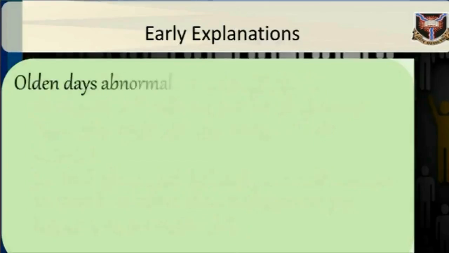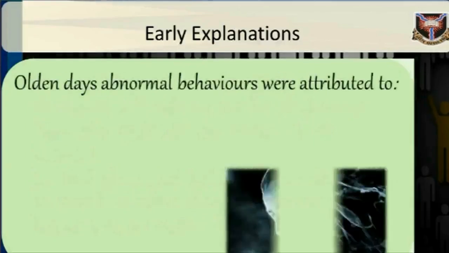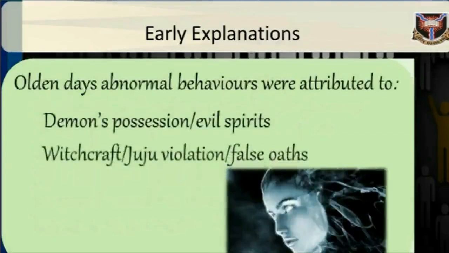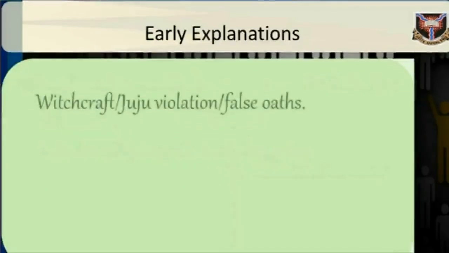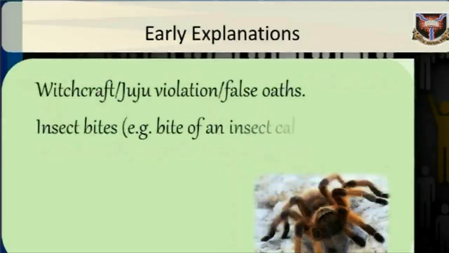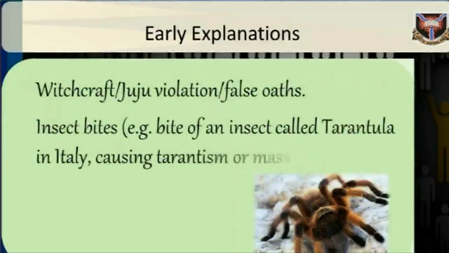Therefore, in the olden days, abnormal behaviors were attributed to demon possession, or you say evil spirit, witchcraft, juju violation, or false oath, and insect bite. For example, the bite of an insect called tarantula in Italy, causing tarantism or mass madness.